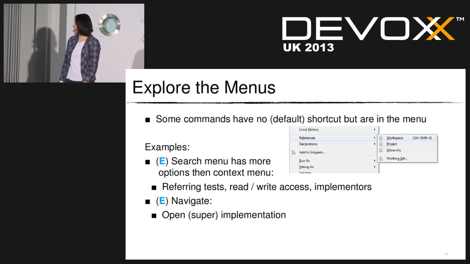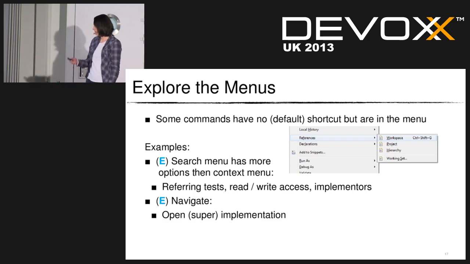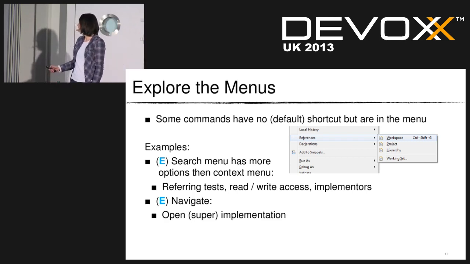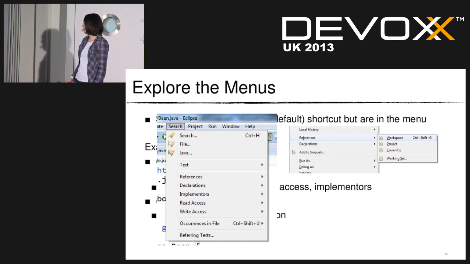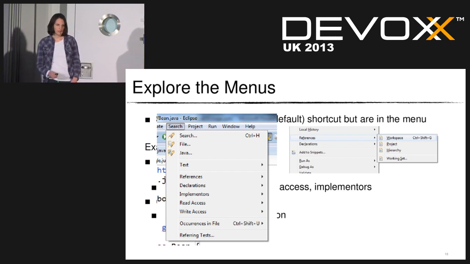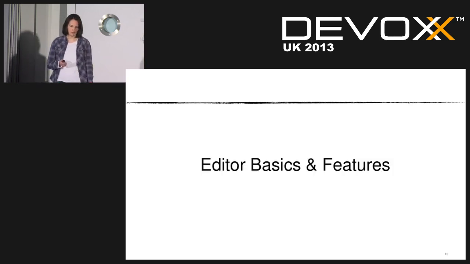Then I'd really like to encourage you to explore some of the menus. If I trigger the context menu in Eclipse, for example, I have references for types available. If I go to the main menu, there are a lot more features available, like implementers of my class, read and write access for fields, and referring tests. So please have a look at the main menu too, and not only at the context menu.